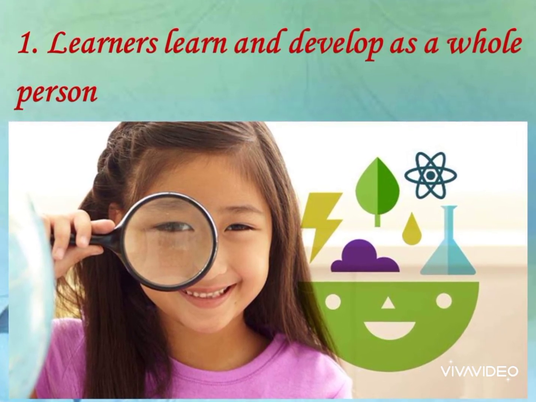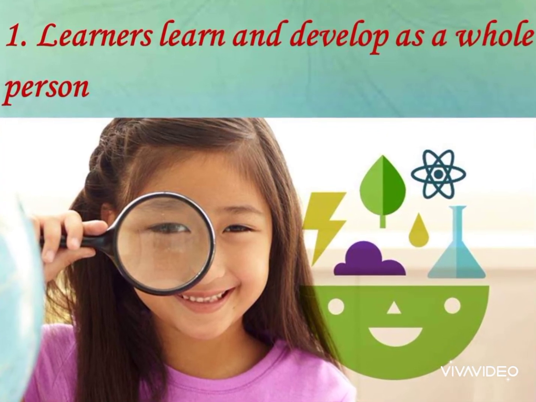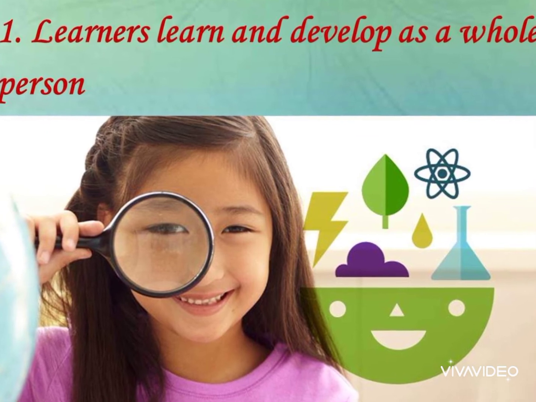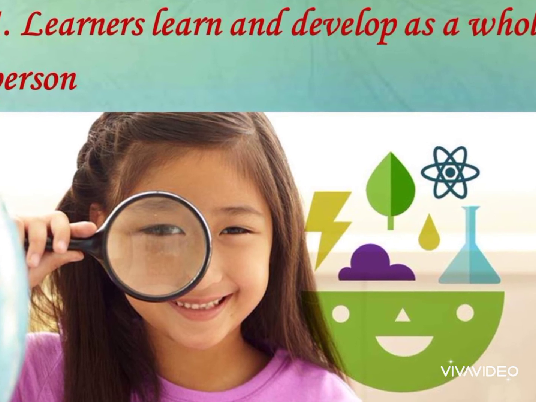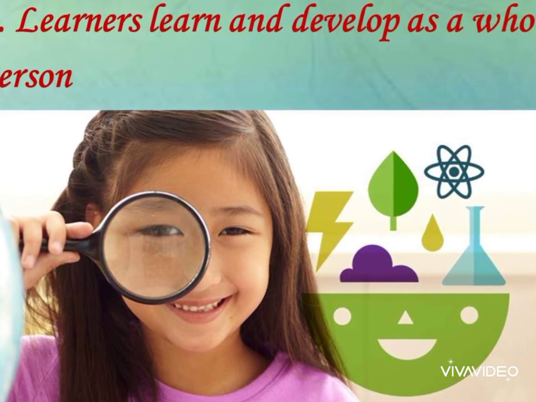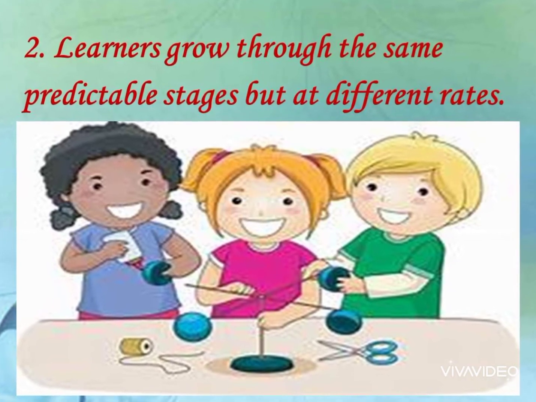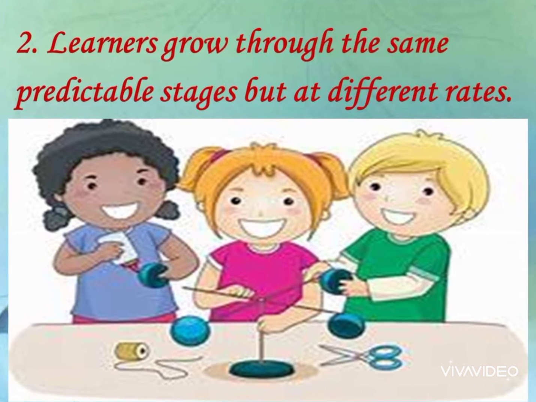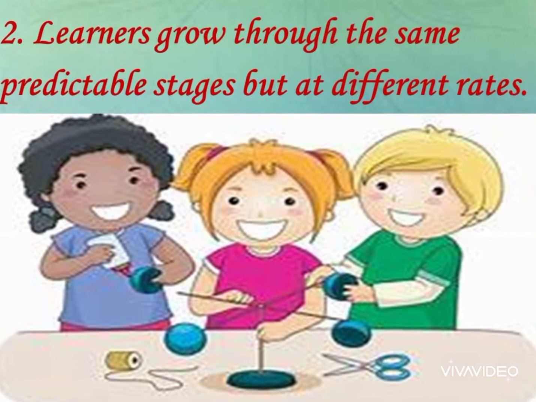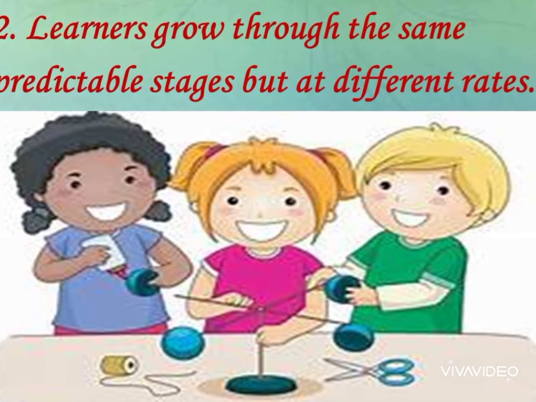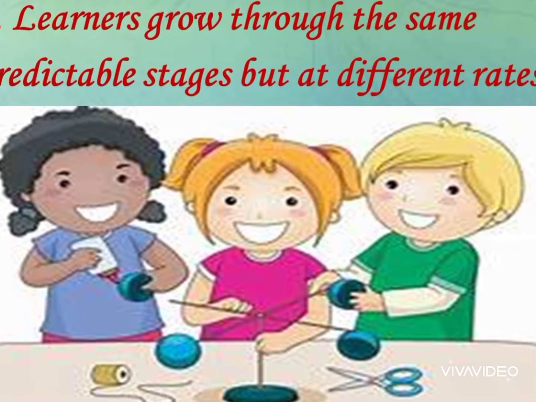1. Learners learn and develop as a whole person. The learner's cognitive, affective, physical, social, and emotional areas are intricately intertwined. Learners cannot grow in one area without affecting the other areas. 2. Learners grow through the same predictable stages but at different rates. This means that children of the same age group may not exhibit uniform characteristics. Some may be more intellectually or socially advanced than the others in the same age group.